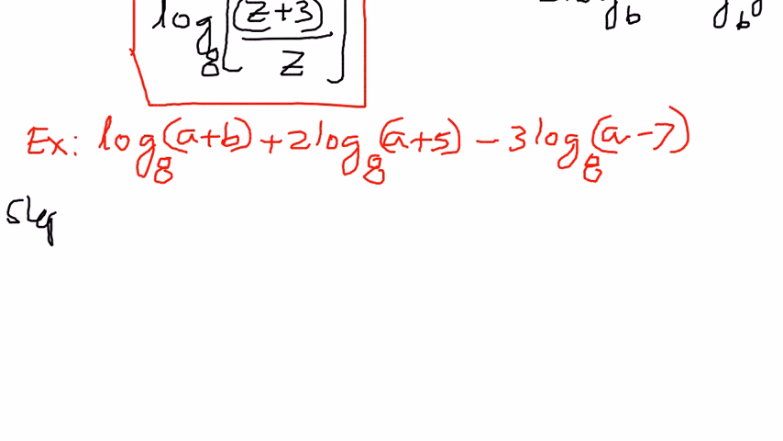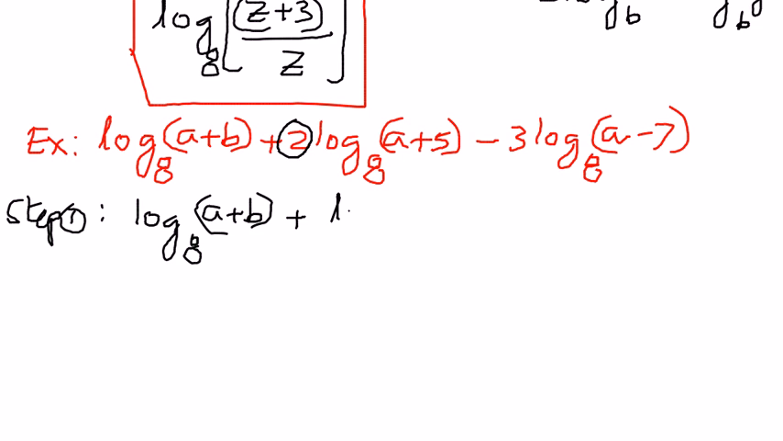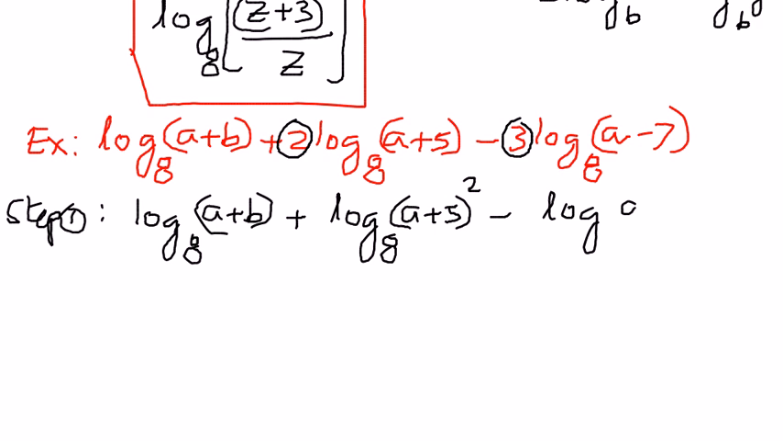Let me call this step number 1. In the first part, nothing much is happening, so we leave it alone: log (a + b) to the base 8. In the second part, we will take this 2 and write it out as a power term. So we can write this one as log (a + 5) to the power of 2, and then to the base 8, like that. And in the third expression here, we can write this one as the power term as well, as follows: log (a - 7) to the power of 3, to the base 8.